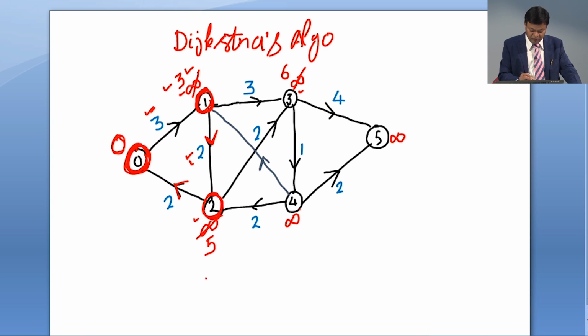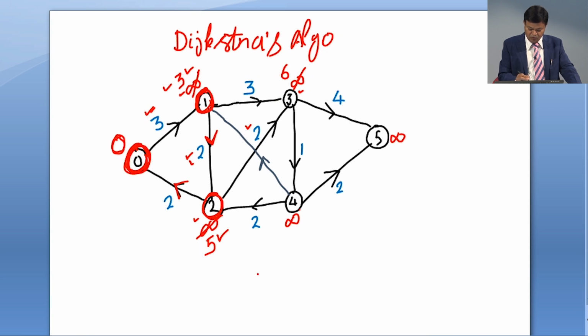Now what are the reachable nodes from 2? See, from 2, 0 is already processed, so we are not going to consider it. From 2 we can go to 3. Now if I go to 3 from 2, so distance up to 2 is 5. Now if I go to 3, then 5 plus 2, so this distance becomes 5 plus 2. 5 plus 2 is how much? 7. 7 is greater than 6, so we are not going to replace. Okay, so no replacement at this point.